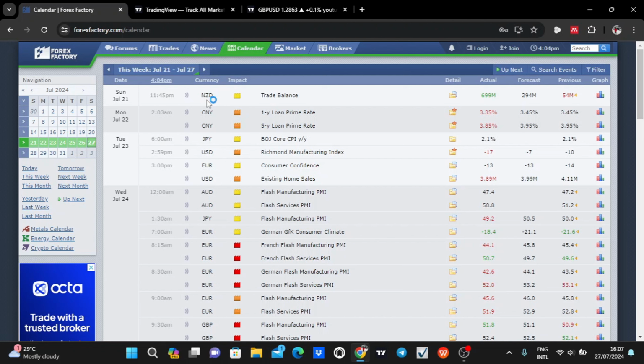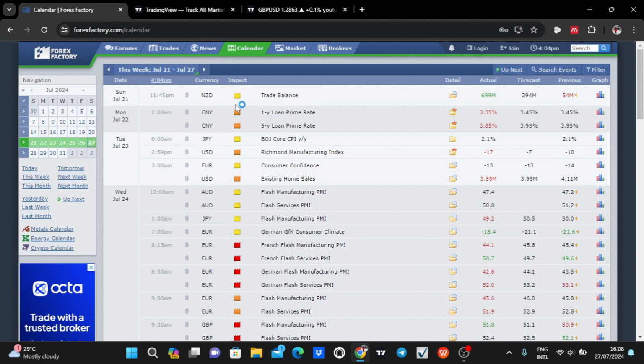NZD JPY, NZD CAD, NZD CHF. Then they sell its quote pair like the GBP NZD, the AUD NZD, and Euro NZD. Okay, that's how fundamental traders make use of news release.